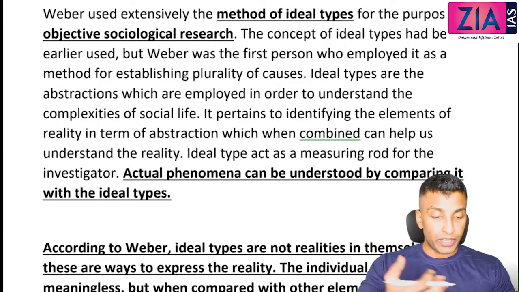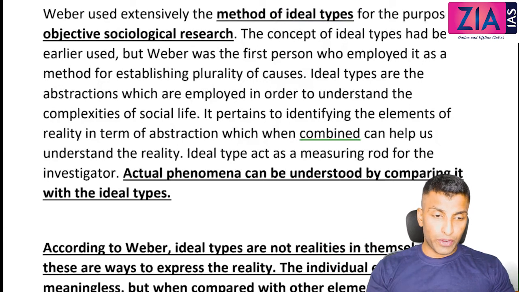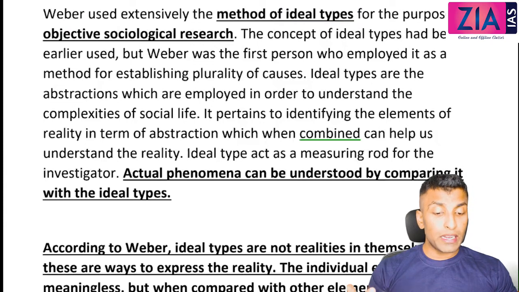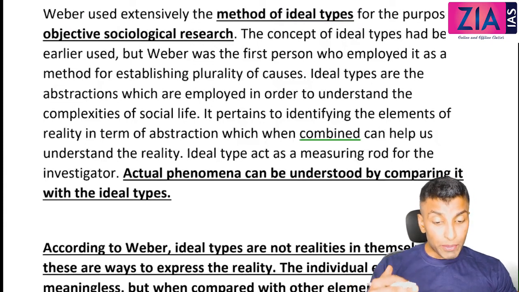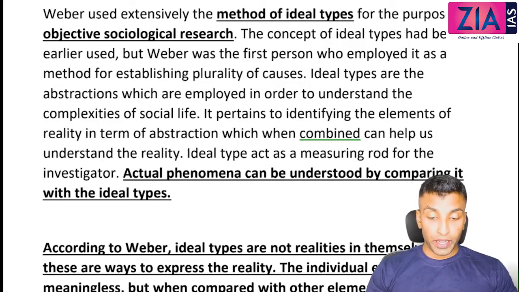For example, when we talk about action, he gave four different types of action, and he said that any action can be a combination of any of these. The meaning can be a combination of any of the four, right? That means multiple meanings are possible. That means multiple causes are possible for any action. Ideal types are the abstractions which are employed in order to understand the complexities of social life.